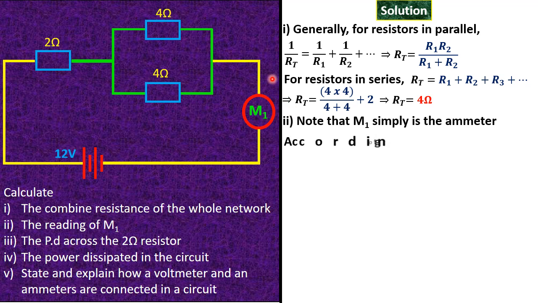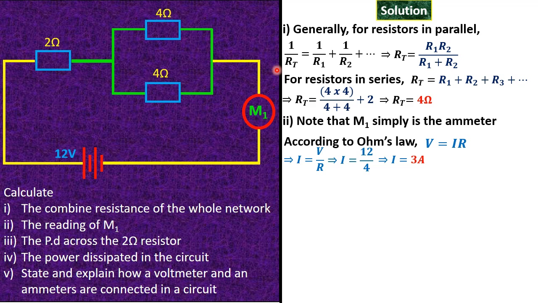According to Ohm's law, the potential difference is given as V = IR, where I is the current that flows in the circuit and R is the combined resistance of this network. So making I the subject, we have I = V over R. Putting all the values, our V is 12 volts, our R is the combined resistance which is 4 ohms. Doing that, we have I equal to 3 amperes. That is the current that this M1 reads.